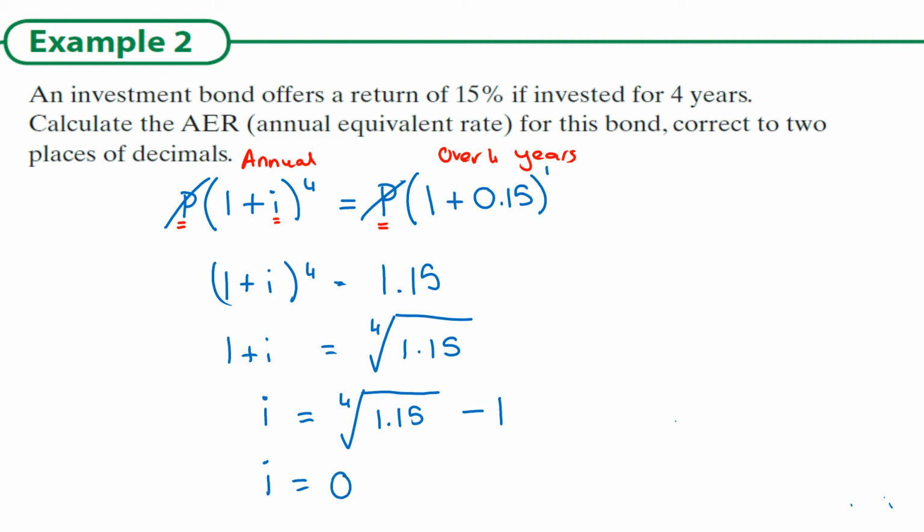So we get i as 0.035558. They want it correct to 2 decimal places. However, you will be expected to put this into a percentage. So this would be 3.56%. And that's our final answer. So remember that i is given back in decimals, but we will give our answers to any rates as percentages.